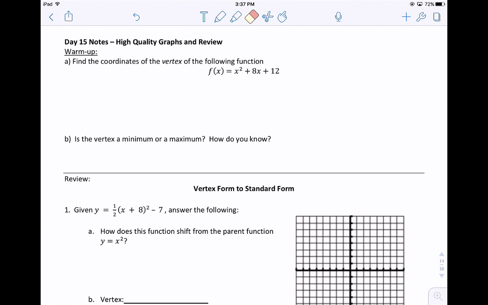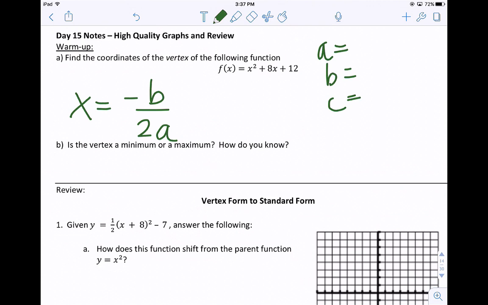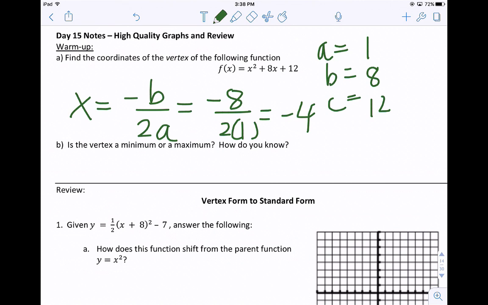So this is in standard form where we have ax squared plus bx plus c. And the vertex, if you recall, we can find the x value by doing opposite b over 2a. So you should be able to identify a, b, and c. A is the number next to the x squared, b is the number next to the x, and c is the number by itself. And so if we plug in, it'll be opposite 8 over 2 times 1, which is negative 4. That's the x value of the vertex.